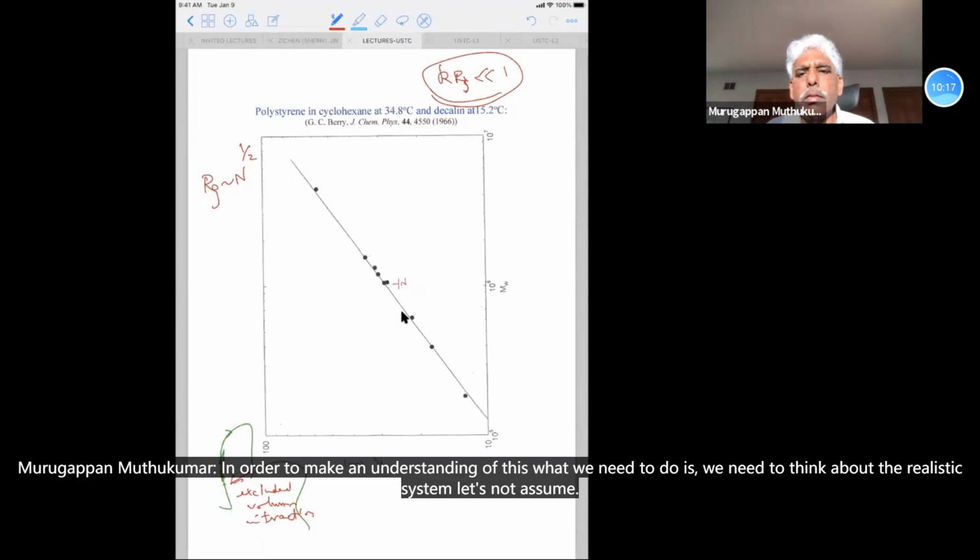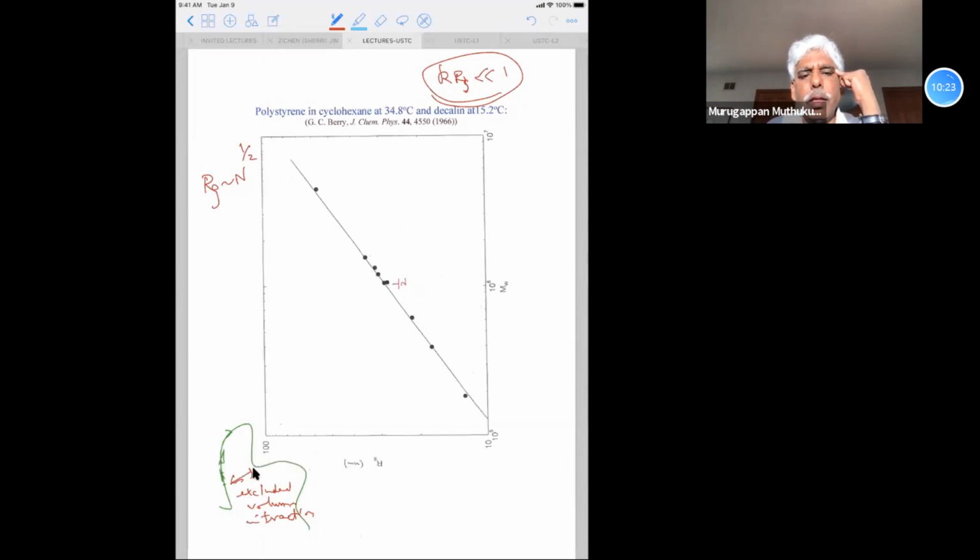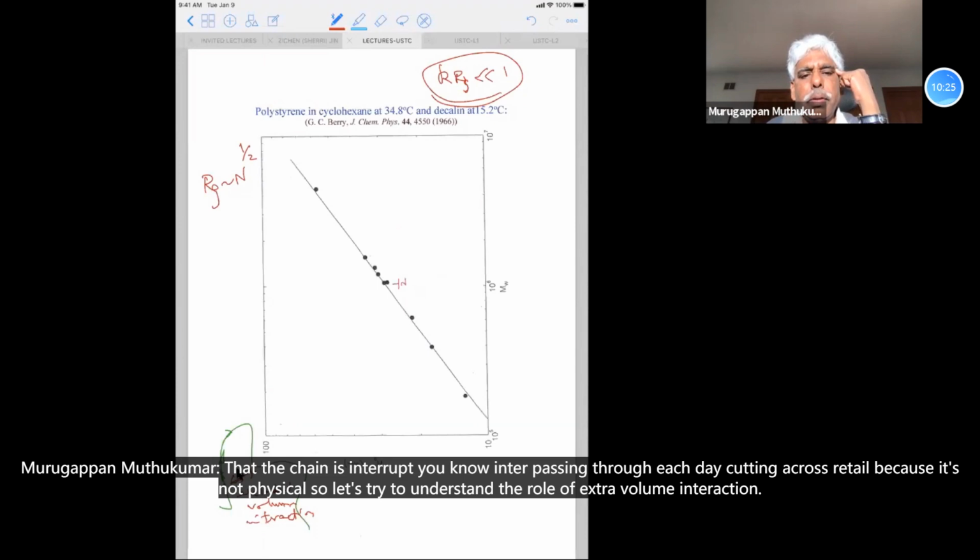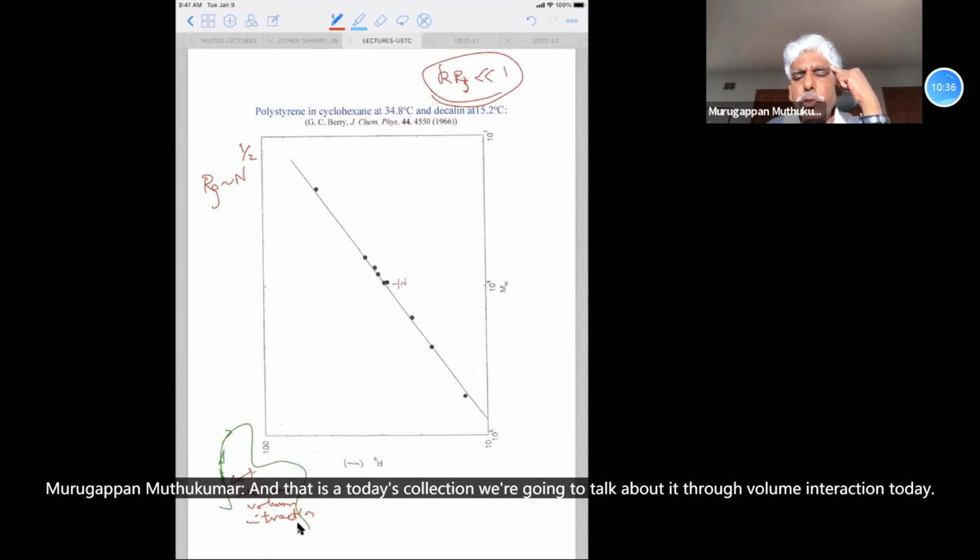In order to understand this, we need to think about the realistic system. Let's not assume that the chains are passing through each other, cutting across each other, because that's not physical. So let's try to understand the role of excluded volume interaction. And that is today's lecture. We're going to talk about excluded volume interaction today.